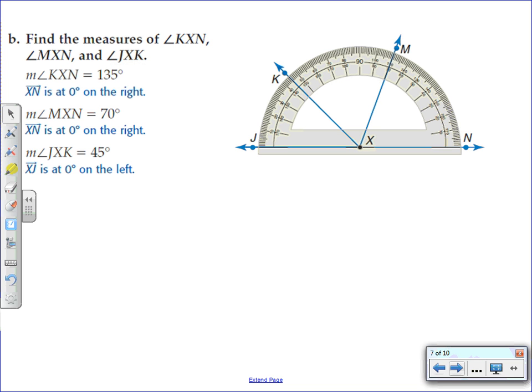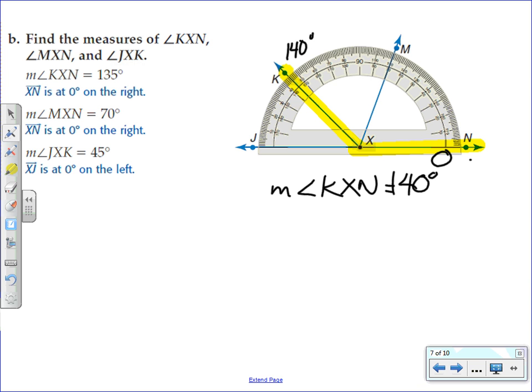So let's find the measure of angle KXN. Where is K? Here is K. Oh, let me get my highlighter going. Sorry, guys. KXN. So this is the angle that we're looking at. So we have our vertex lined up. We start at 0 and we start counting 10, 20, 30, 40, 50, 60, 90, 100, 110, 120, 130, 140 degrees. So the measure of angle KXN equals 140 degrees.